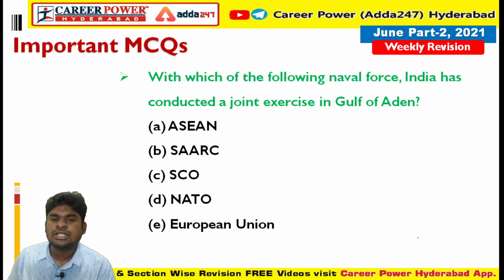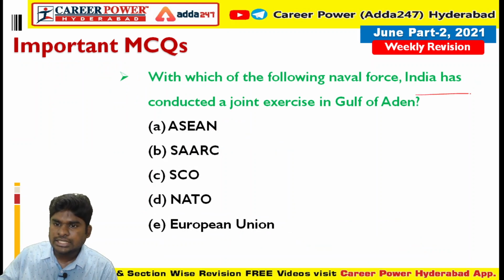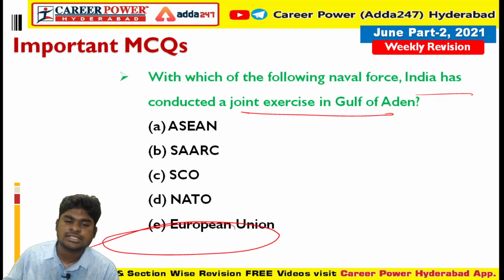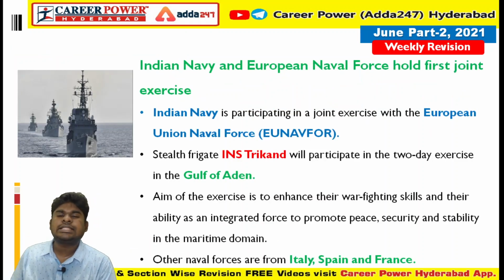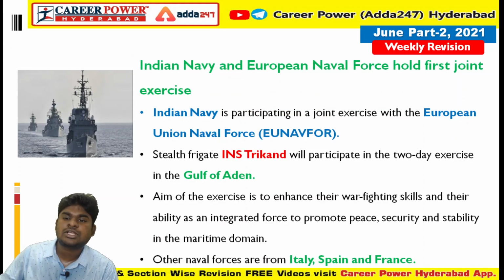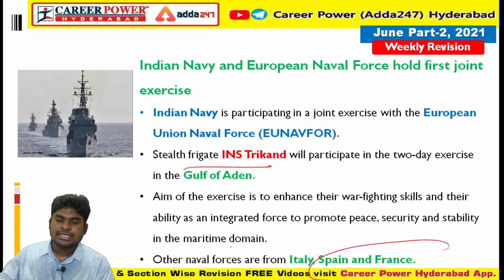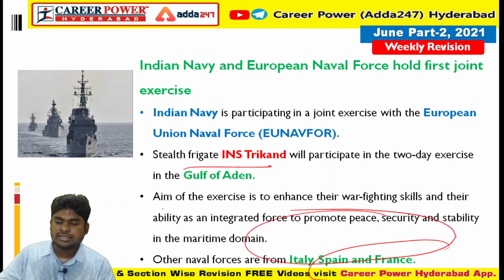So next question, with which of the following naval force has India conducted a joint exercise in the Gulf of Aden? Answer is European Union. The Indian Navy has participated in a joint exercise with the European Union Naval Force. From the Indian side, the stealth frigate INS Trikand participated in this 2-day exercise. The main aim of the exercise is to enhance their warfighting skills and to promote peace, security and stability in this maritime domain. From the European side, it is Italy, Spain and France who participated in this exercise.